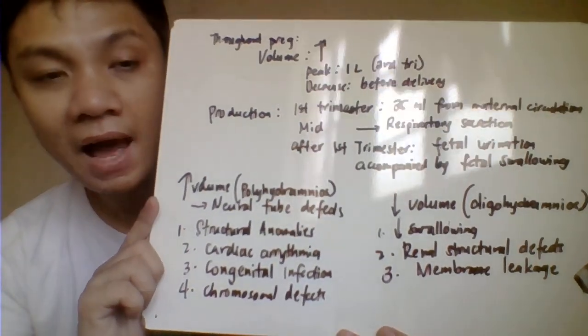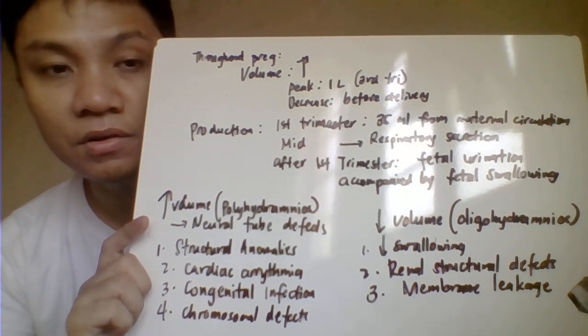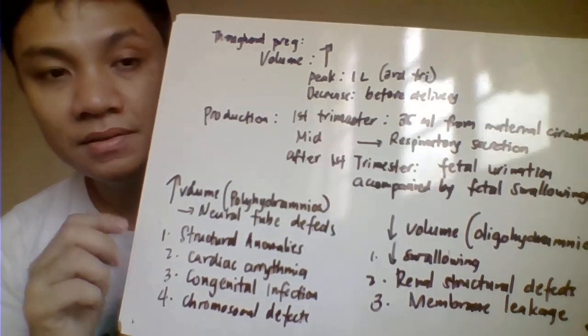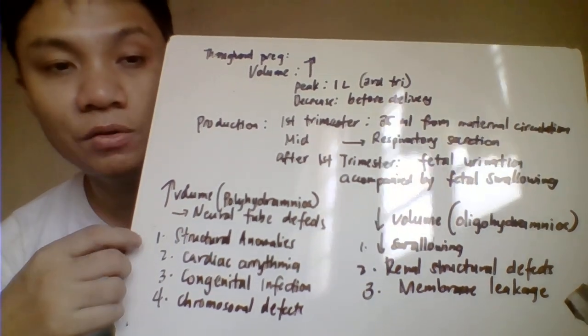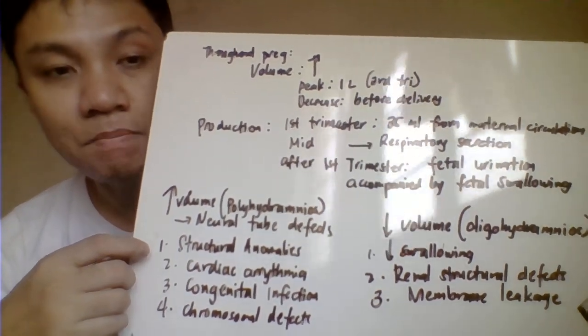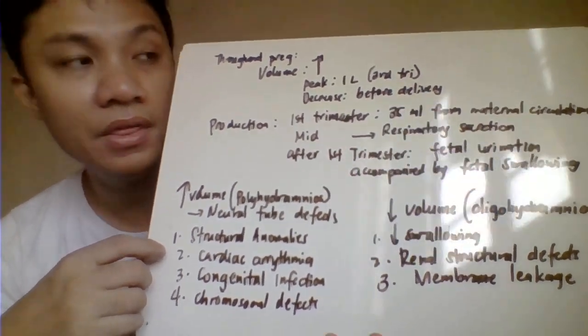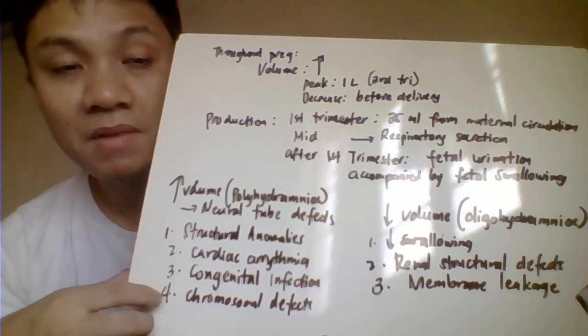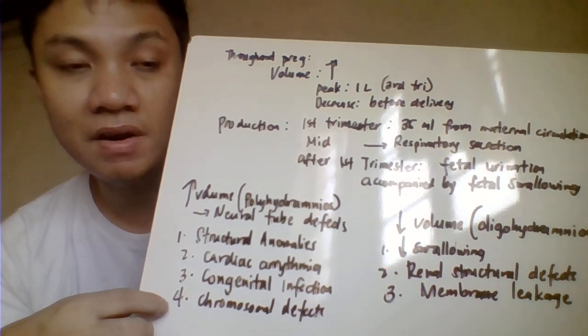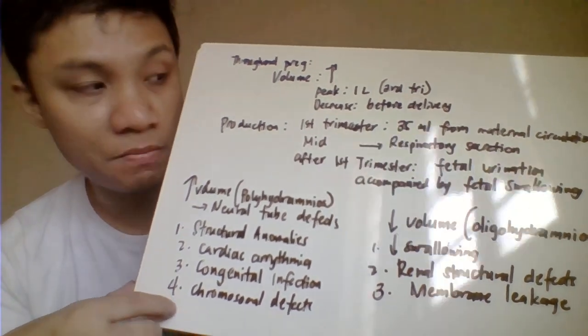Okay, so what happens with the volume of your amniotic fluid throughout the pregnancy? Throughout the pregnancy, the volume tries to increase. It reaches its peak at the end of your third trimester, and could go as high as 1 liter. But right before the delivery of the baby, it tries to decrease its volume.